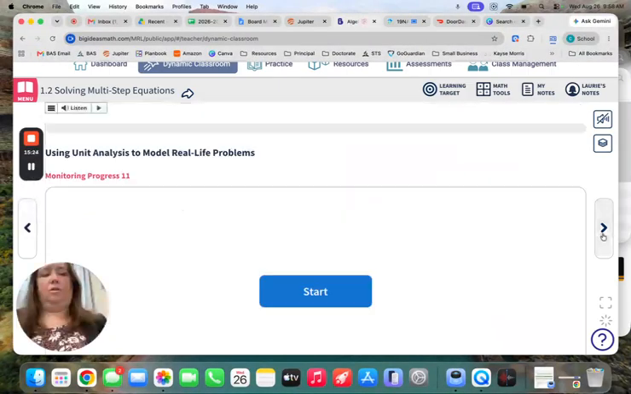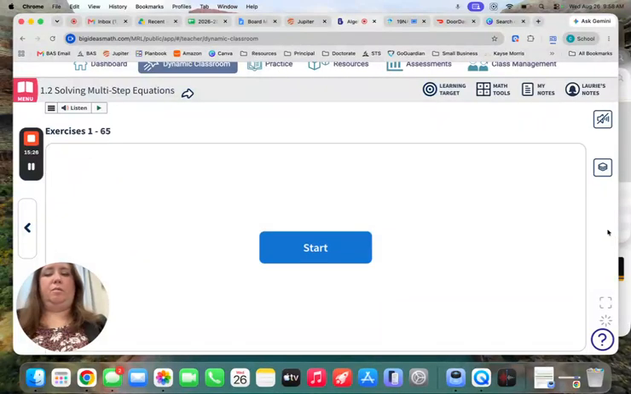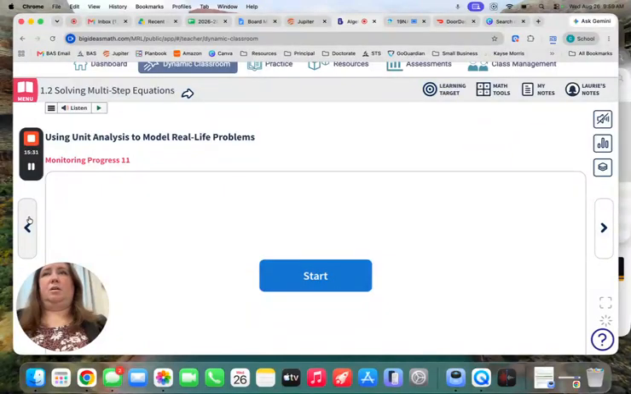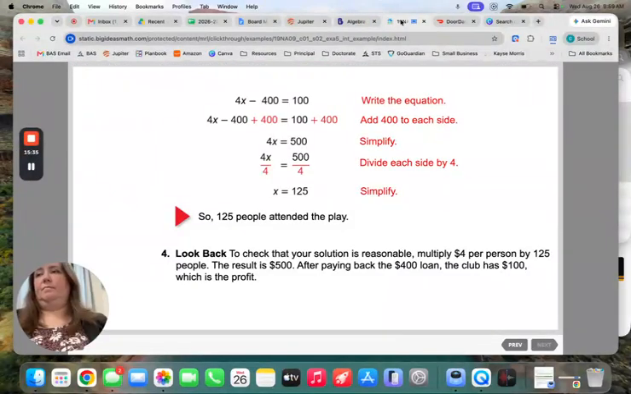All right, so your assignment is to finish all the way through monitoring progress number 11. Don't go into the exercises. That's tomorrow. And that's it for today.